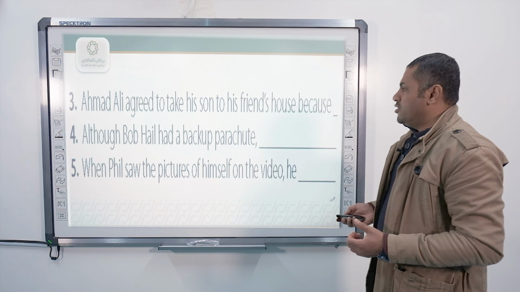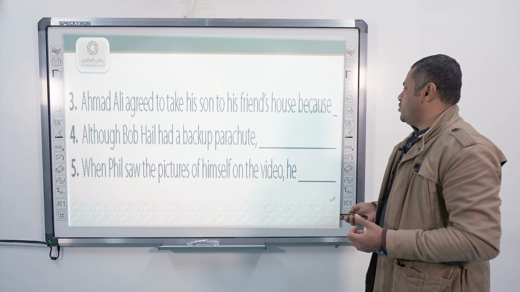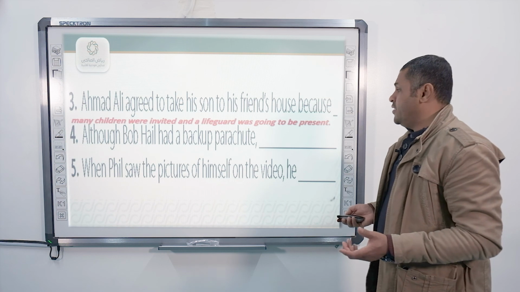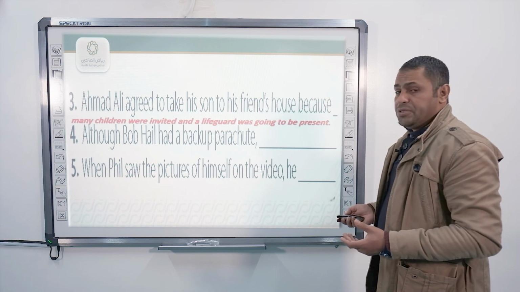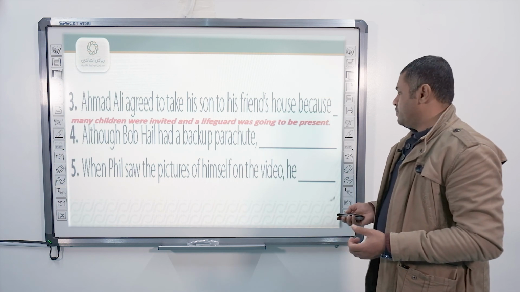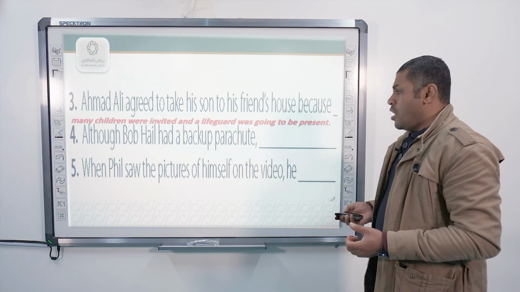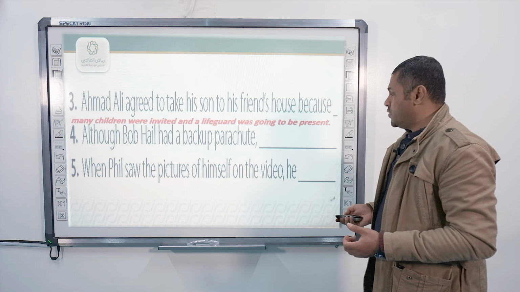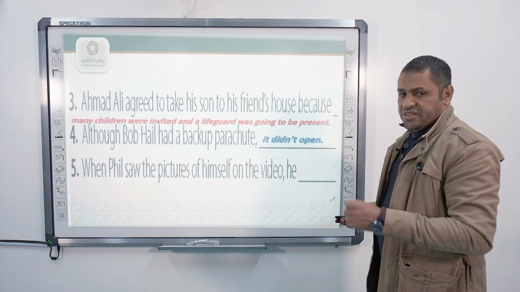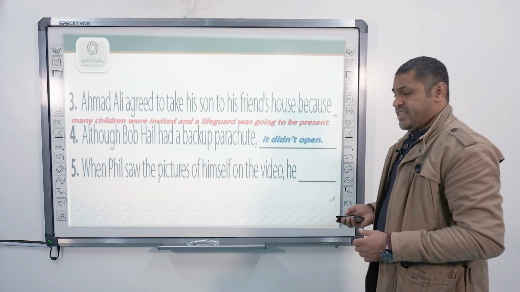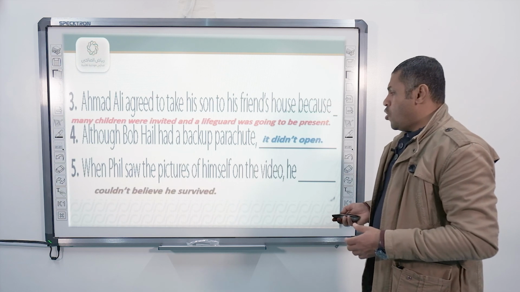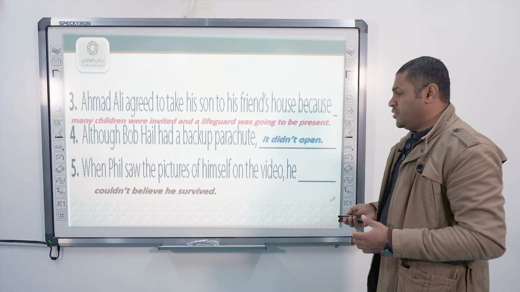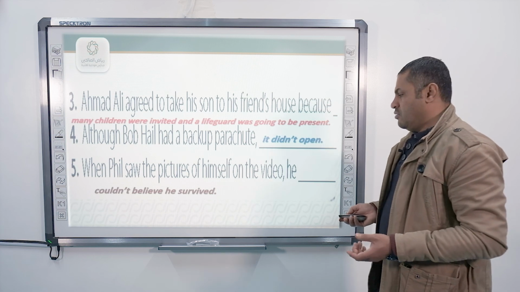Ahmed Ali agreed to take his son to his friend's house because many children were invited and a clown was going to be present. Although Bob Hale had a backup parachute, it didn't open, just like the main one. When Phil saw the pictures of himself on the video, he couldn't believe he survived.